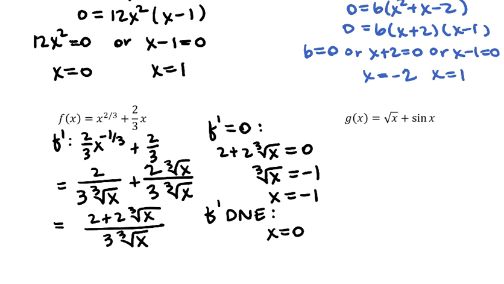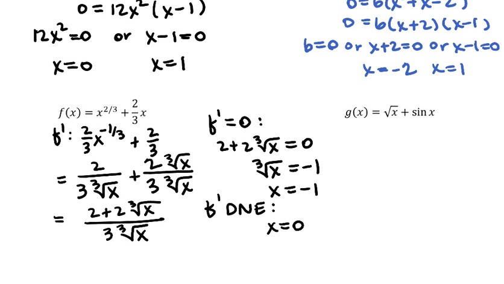Okay, I'm going to skip the other one because of the square root of x thing. It's going to have a limited domain, and the place where the derivative would be undefined would be at the edge of the domain, and we don't really need to worry about that too much.